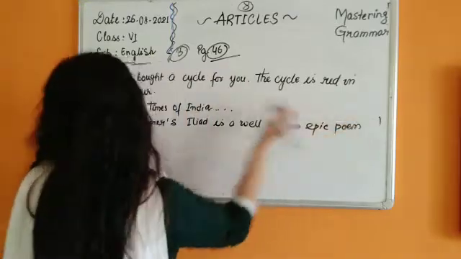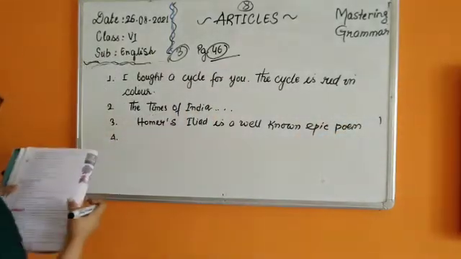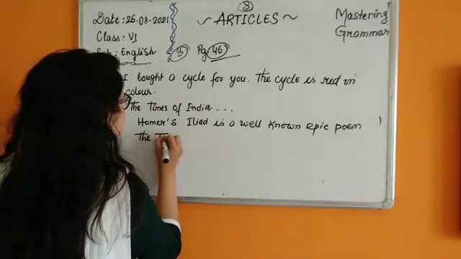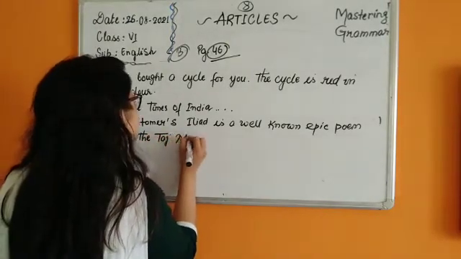You are going to write it as it is. Number 4, Taj Mahal. Before Taj Mahal you have to add the, because it is the name of a particular monument. The Taj Mahal.